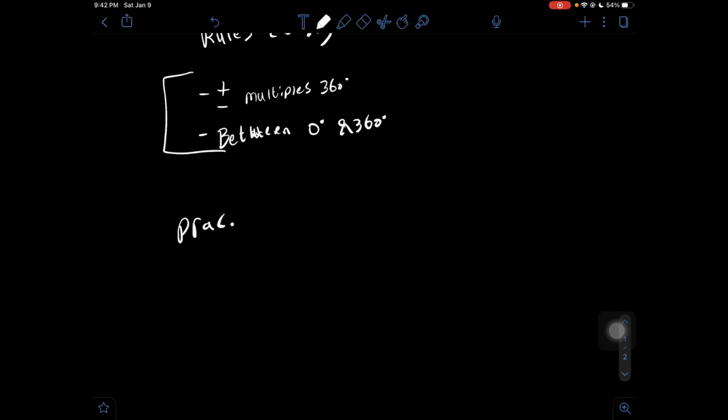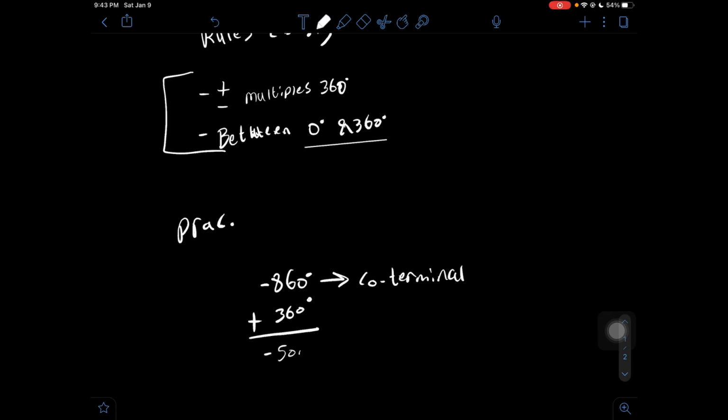Our first practice problem is going to be to find the coterminal angle for negative 860 degrees. Now, as we said before, we can add or subtract multiples of 360. If it's a negative number and we want to get it between 0 and 360 degrees, that means we should probably be adding. So let's add 360 degrees. Negative 860 plus 360 is negative 500 degrees.